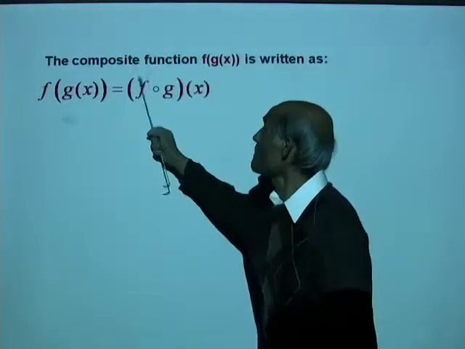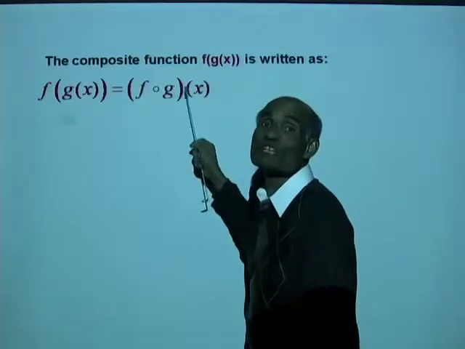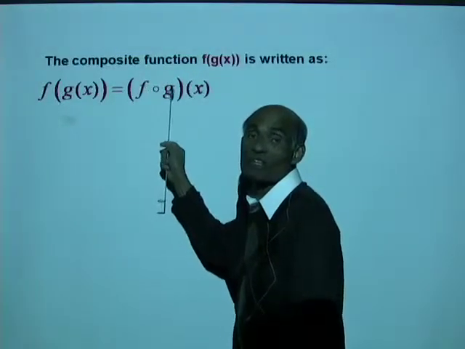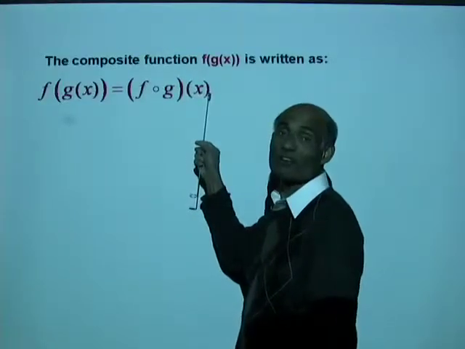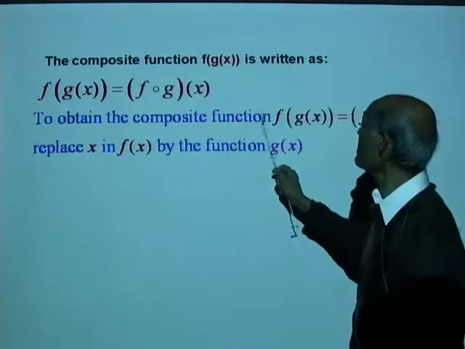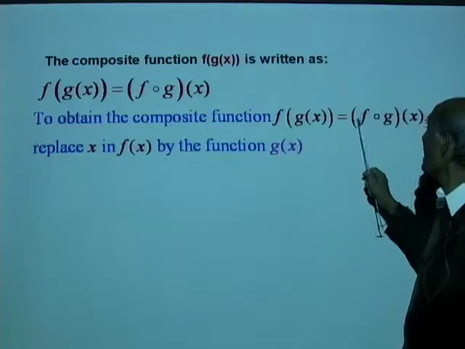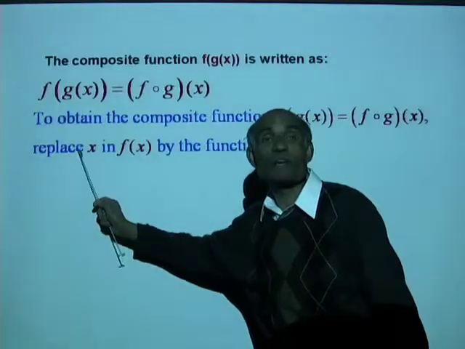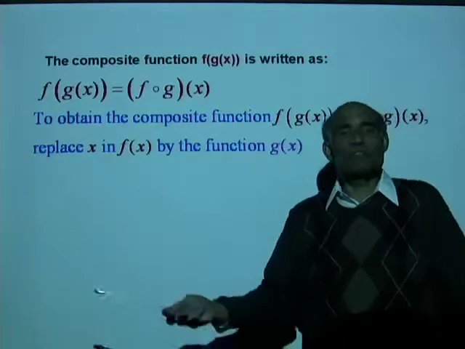That's right. This composite is a function of x. So we call it f of g of x. Now that means in the function f, g is the input, and both are functions of x. All right. So to obtain the composite function f of g of x, all we need to do is replace x in f of x by the function g of x. That's a very simple process.